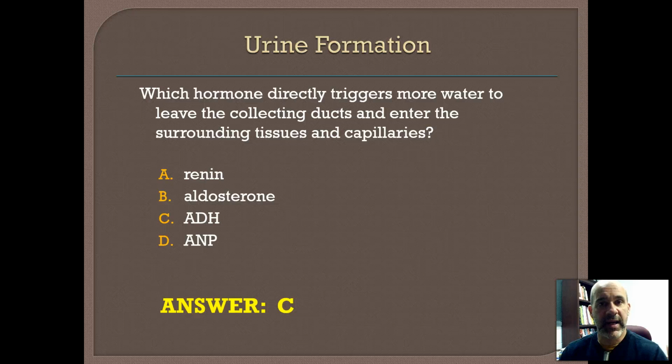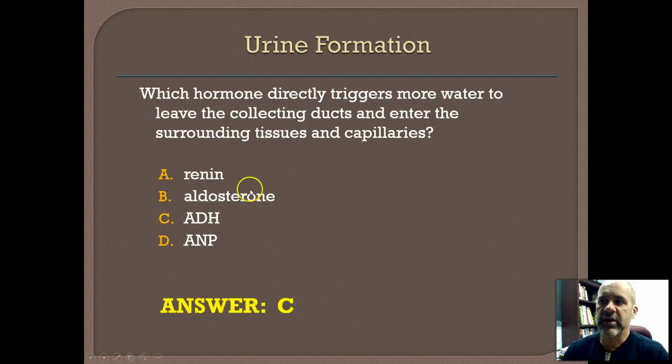It triggers the collecting ducts to produce aquaporins, which are water channels, and the cells that line those collecting ducts stick those water channels in their cell membranes, and that allows water to flow out from the collecting ducts and into the surrounding tissues, and then that excess water gets taken up by the capillaries in there as well, so it winds up back in the bloodstream. So that's the job of ADH. ADH triggers the collecting ducts to reabsorb water back into the surrounding tissues and eventually into the bloodstream.